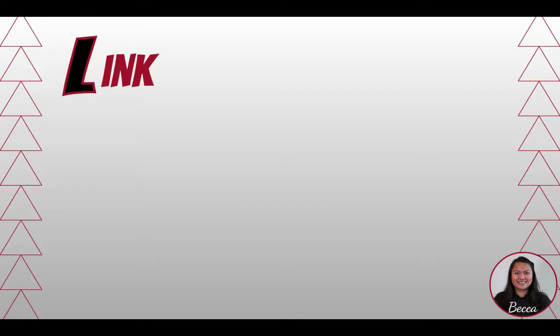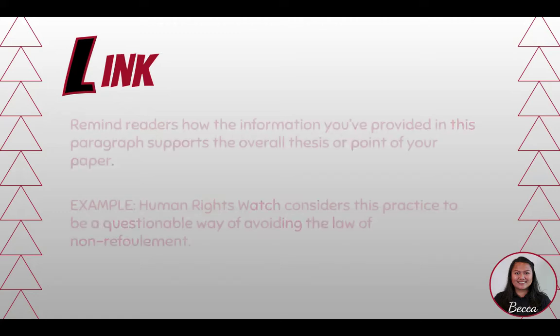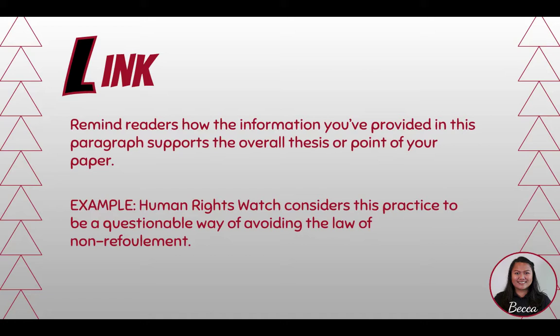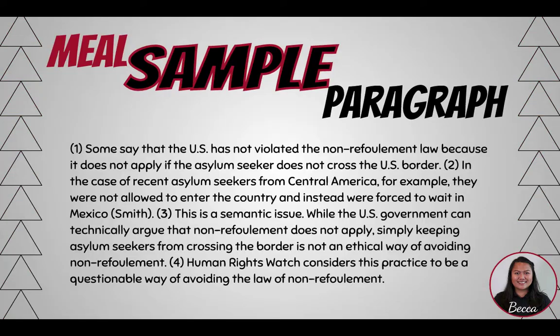To close out your paragraph, you would then use L, or a link. The link is intended to connect your main point back to your overarching thesis. Earlier, Robin came up with the thesis that the United States is currently violating the international law of non-refoulement, and this example link relates back to her overall thesis. Once you put these all together, you end up with a well-organized and comprehensive body paragraph.